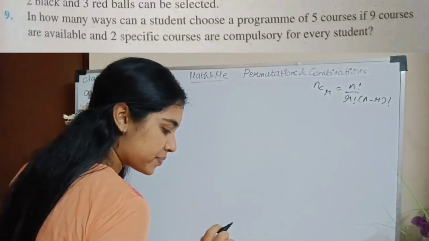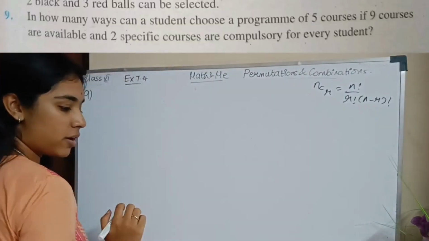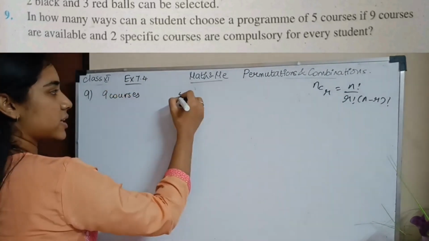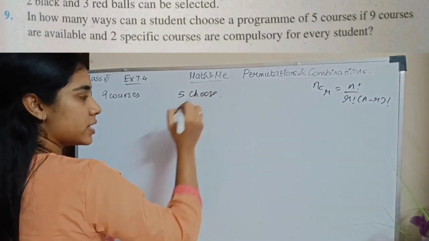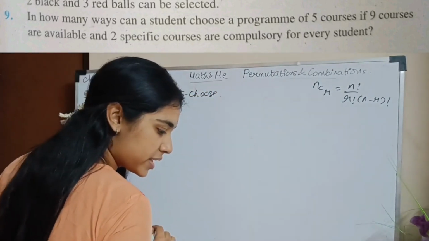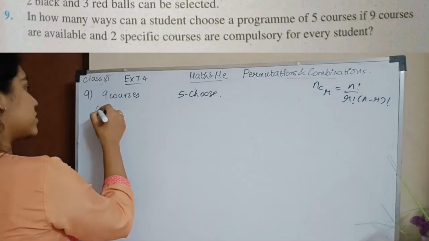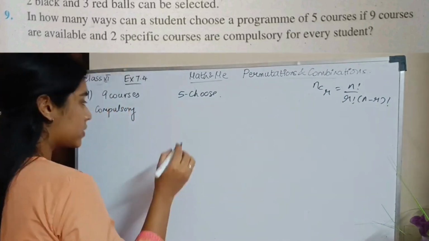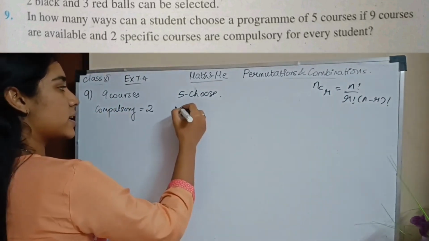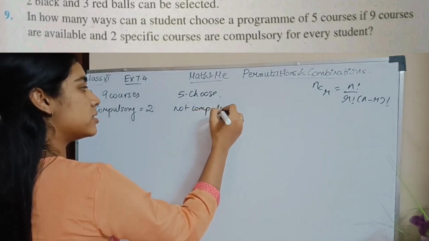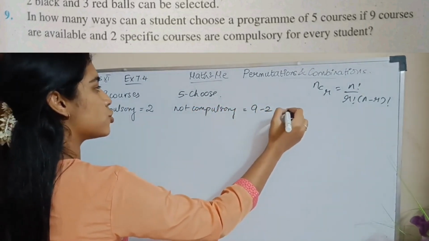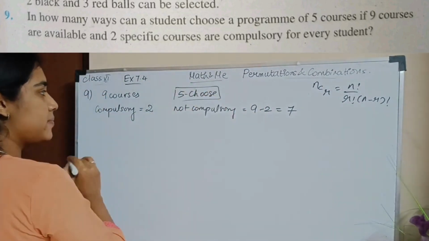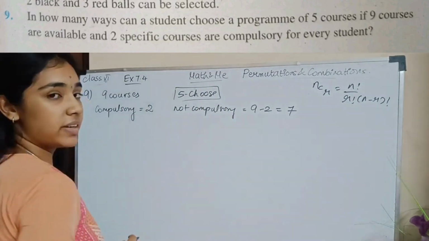Last question of the exercise. In how many ways can a student choose a program of 5 courses from the 9 courses? So 9 courses in total. I need to choose 5, and 2 specific courses are compulsory. So compulsory will be 2 courses and not compulsory will be 9 minus 2, which is 7 courses. In total there are 9 courses. I need to choose 5, out of which 2 are compulsory and 7 are not compulsory.